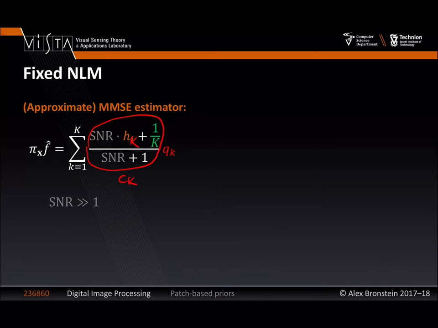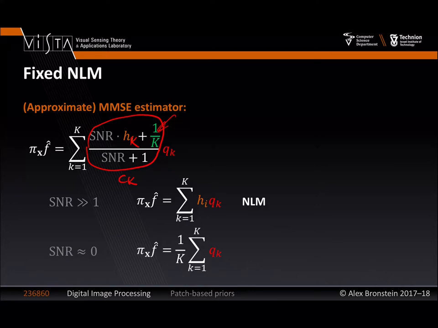Now, if the SNR is much bigger than 1, if I have very low noise, this uniform term will be negligible, right? And I'm going to get exactly the non-local means, which is nice because otherwise we have a mistake somewhere. I must get non-local means in the limit when the noise is low, right? If the SNR is close to 0, basically I cannot trust my distance between exemplars and the noisy patch because the exemplars are very noisy themselves. So then I would just do uniform averaging of all the patches, of all the noisy exemplars.